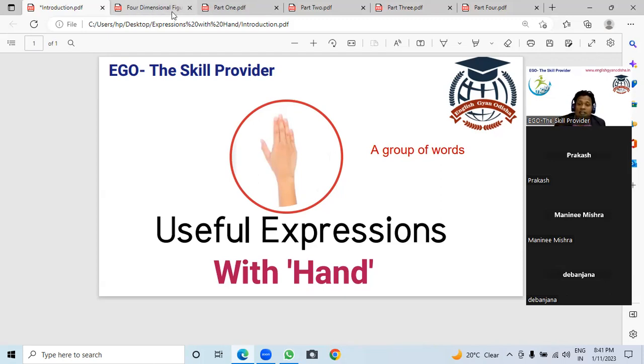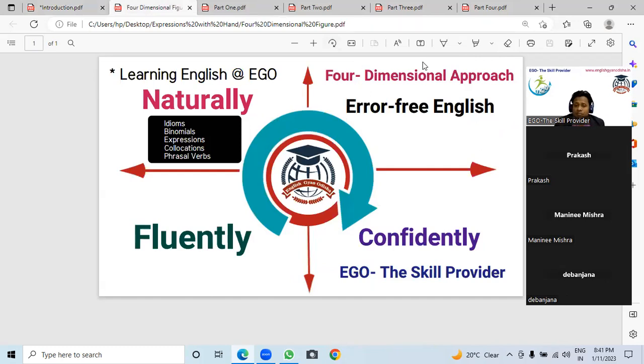Because this is the reason why you are supposed to know a lot of things about this. This is my 4-dimensional thing.